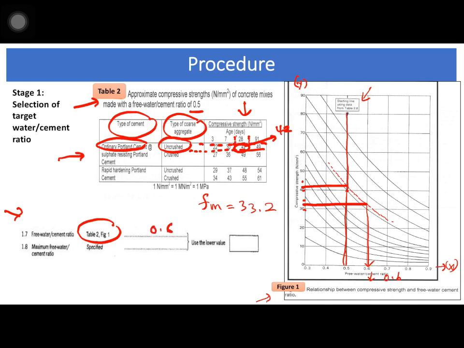So here 1.8 maximum. Do we have the info that we have maximum or minimum? We don't have for this testing, right? So you just nil or you just dash. So here, if we have a value, then we need to adopt the lower value. Now, if we don't have, you can write: the water cement ratio is 0.6.